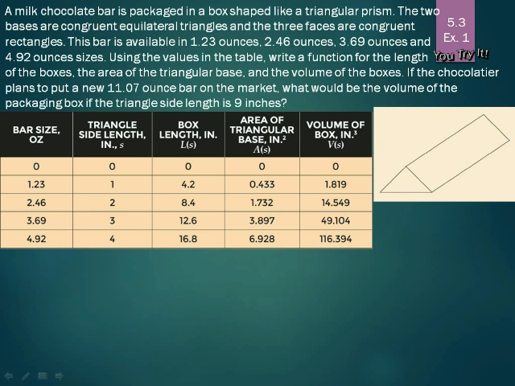If the chocolatier plans to put a new 11.700 ounce bar on the market, what would be the volume of the packaging box if the triangle side length is 9 inches?